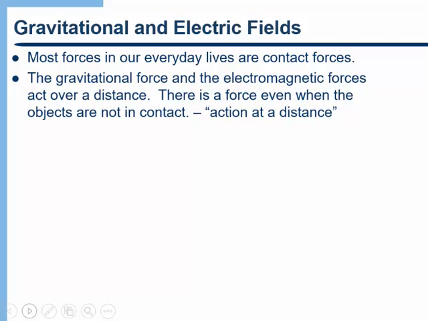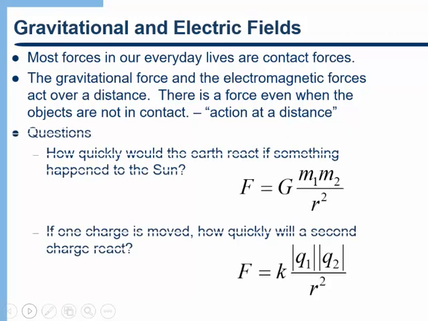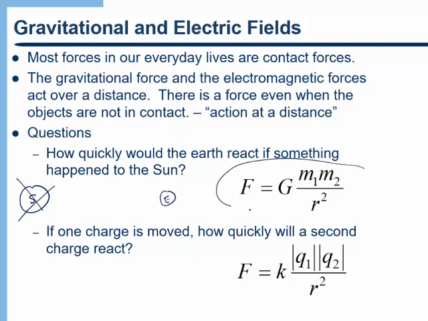Now, one of the things that we realize pretty quickly when we have forces that can act over a distance is it brings up some really interesting questions. So for example, how quickly would the Earth react if something happened to the Sun? In other words, here's the Sun, and here's the Earth orbiting the Sun. Well, how quickly would the Earth stop orbiting and just go off in a straight line if all of a sudden the Sun disappeared? You'll notice that there is no time in the universal law of gravitation. So it doesn't seem that we can answer that question by using that law.